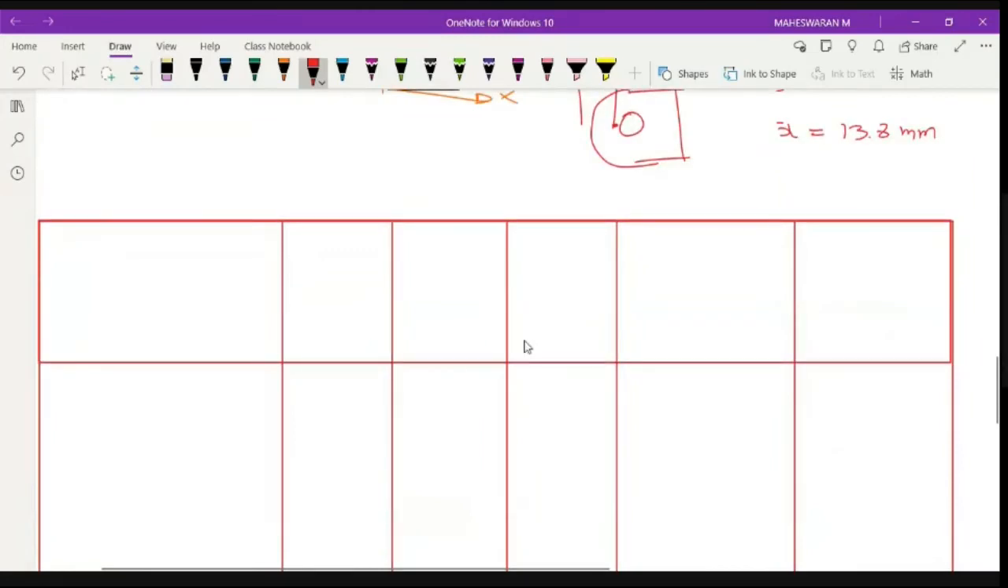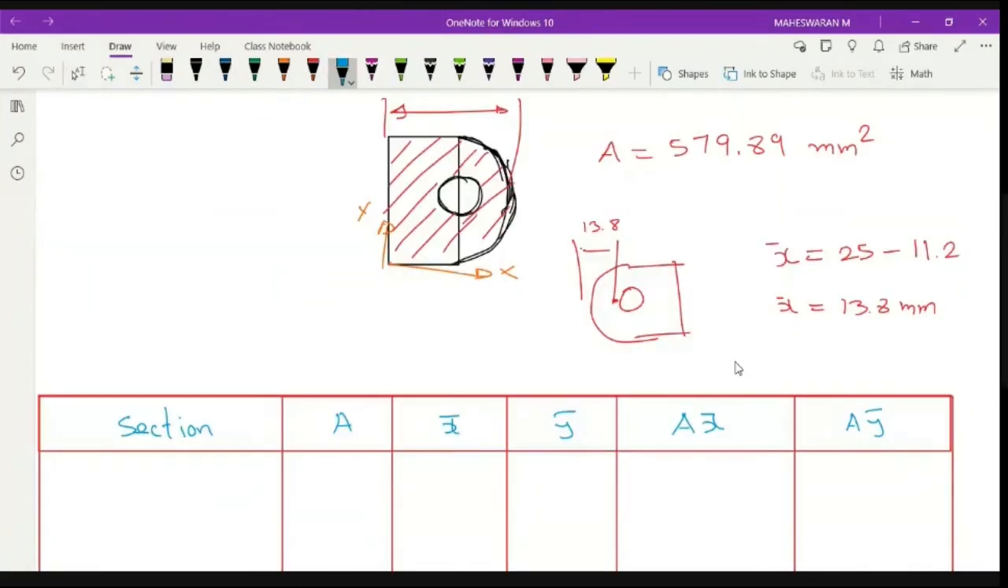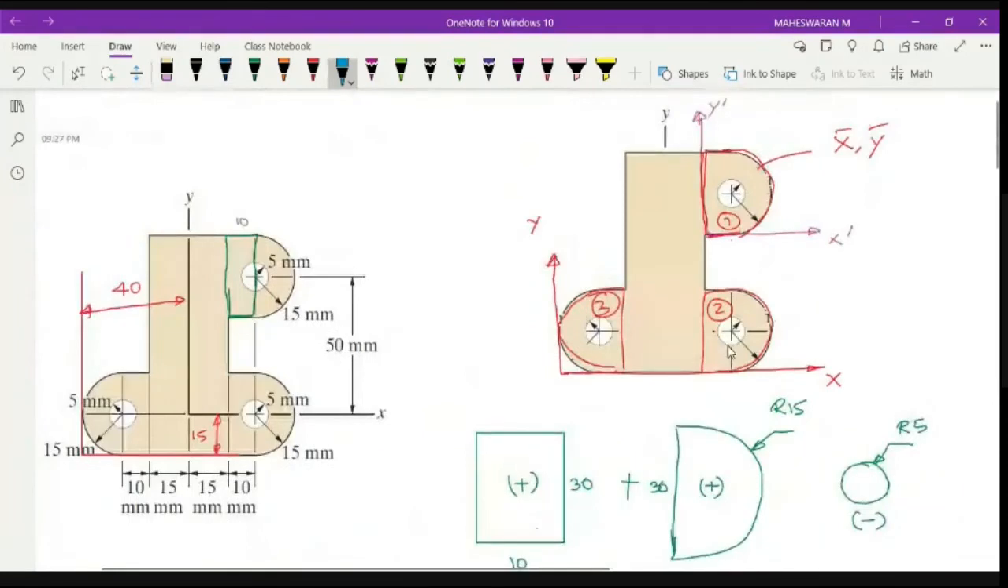Okay. Now we'll proceed with the next sections. If I consider this part, how many sections do you have? 4 sections: one full rectangle, then sets of semicircular rectangles, a combination of these two. 1, 2, 3. So you have 4 objects. Make sure this is my axis now. My axis is xy, it is not x dash y dash. Based on that only, we are going to put that. Right, let me solve it.